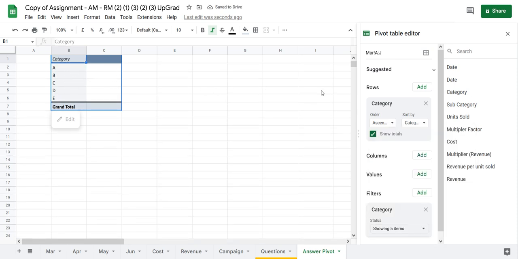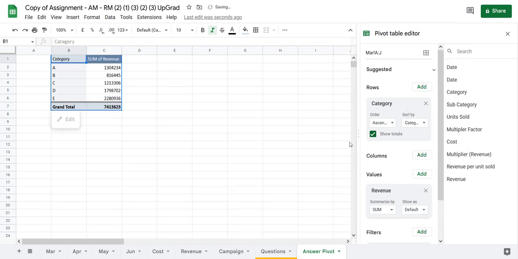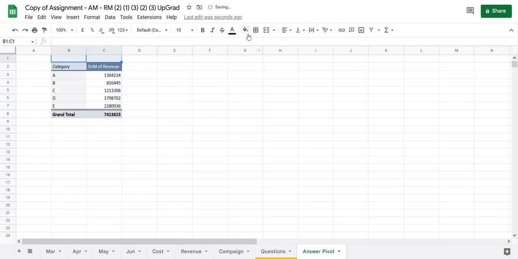As this is for March, in values we will add revenue for each and every category. So this will be the answer for the March month. I'll select this and drag it like this. I'll merge here and I'll type March.